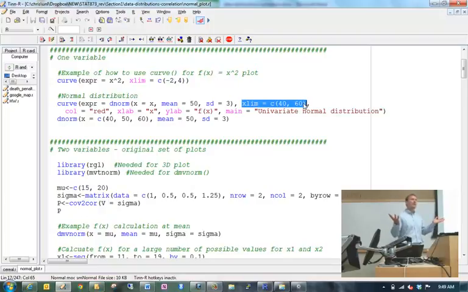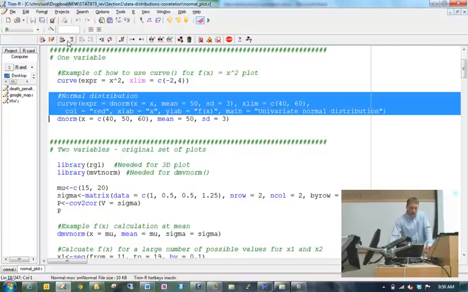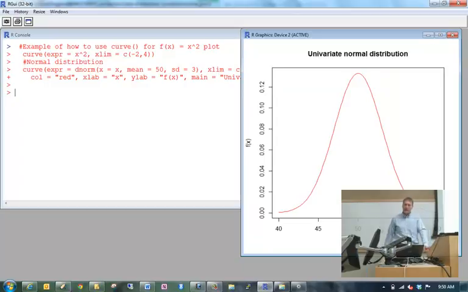Why did I pick 40 to 60? Any ideas? It's about 3 standard deviations from the mean, essentially. It's a little bit more than 3 standard deviations, but it's pretty close. And we know that with the normal distribution, most of the probability underneath that curve should be within 3 standard deviations of the mean. Okay? So how about we make the curve red in color? Nice little label on the x-axis, a nice little label on the y-axis, and then a nice title to the overall plot. So if I run that code, there you can see my nice normal distribution centered at 50.